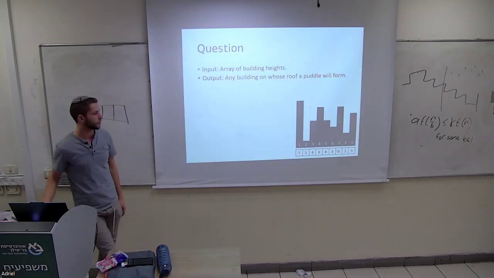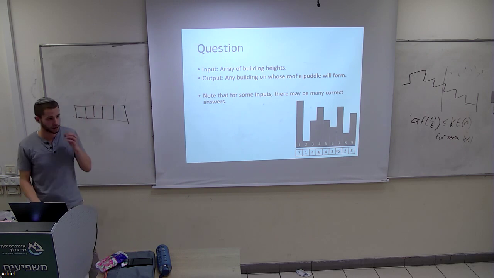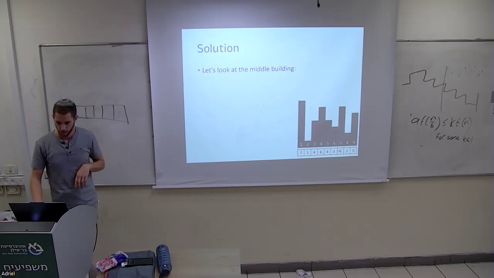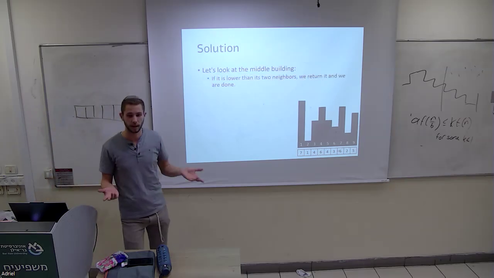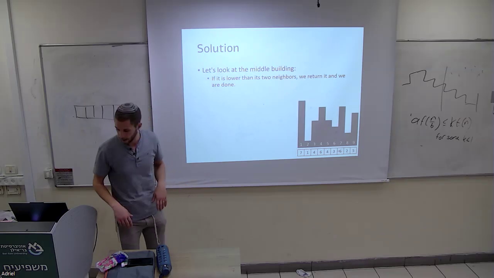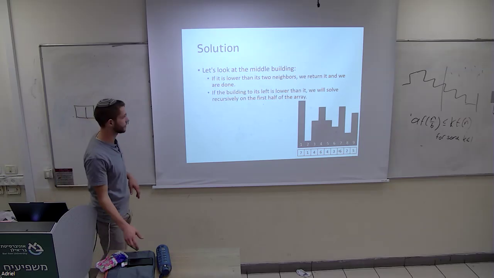Okay, so I'm just going to go through the answer. But you were right, Artem. We do binary search. We look at the middle building. If it's lower than its two neighbors, we're done. If it's not, we check its left and right.